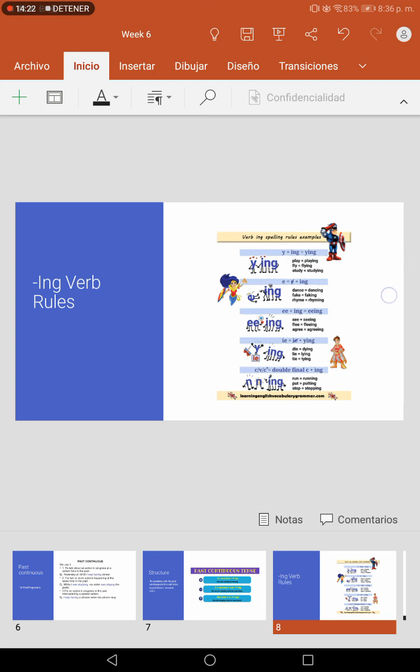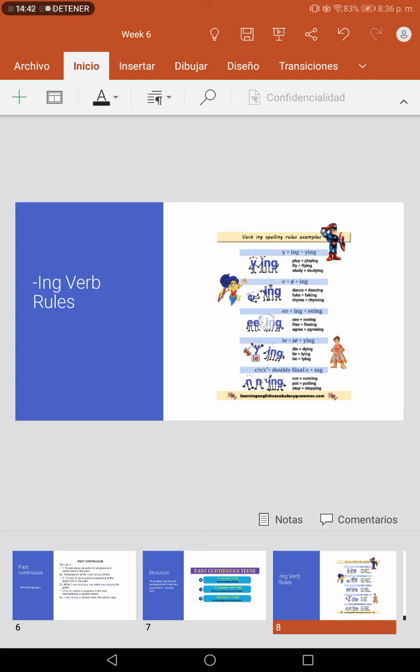Now, if the verb ends with the letter E, si el verbo termina con la letra E, we're going to erase the letter E and add ing. Le quitamos la letra E y le ponemos ing. Dance, dancing. Fake, faking. Rhyme, rhyming.